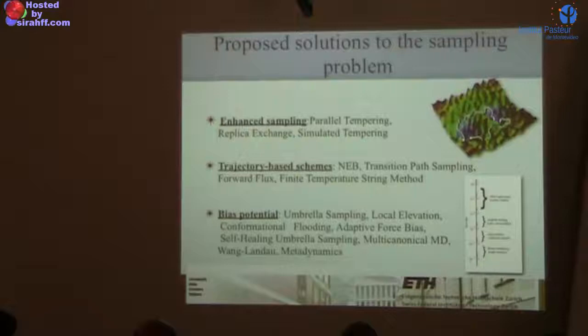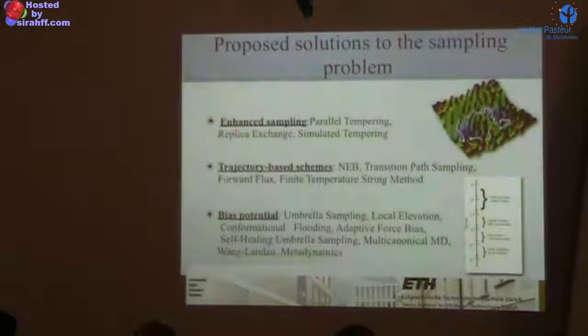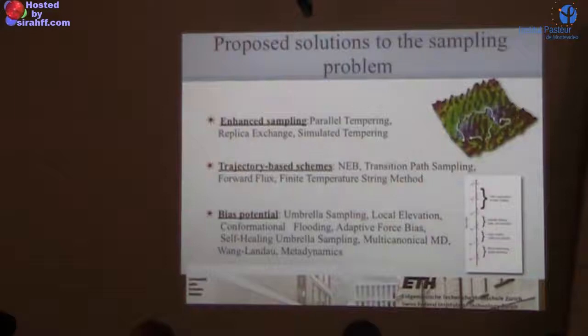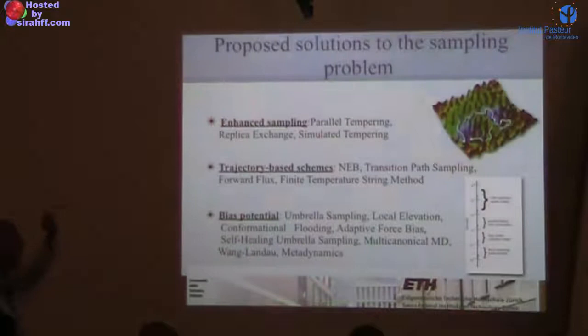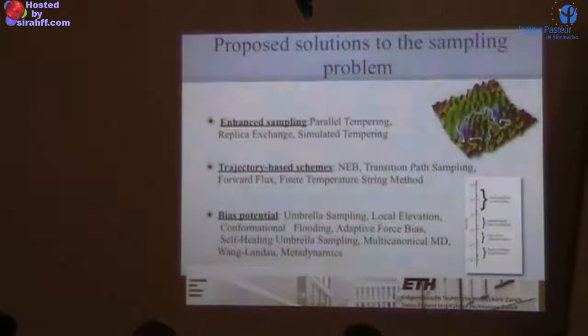So the different forms of enhanced sampling: parallel tempering, which you heard about, simulated tempering, and so on. Then there are trajectory bias methods. You try to really find the ensemble of trajectories that go from A to B. So rather than looking at the whole potential surface, you try to find the act of transition between one minimum and the other.